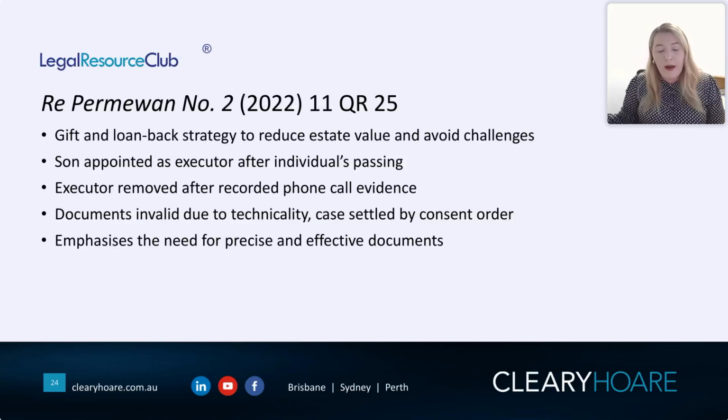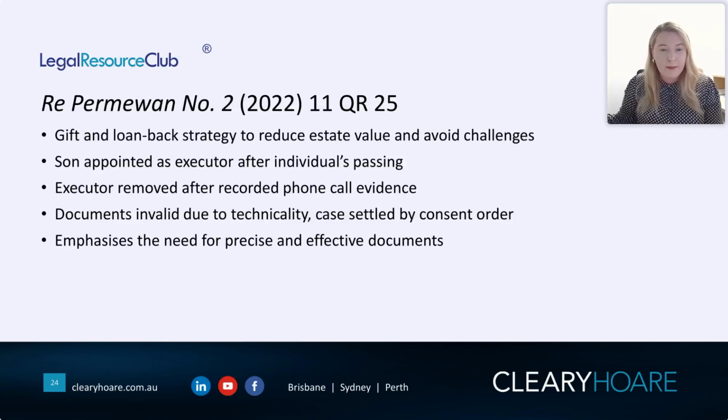So that individual passed away, and their son was appointed as their executor and as controller of the trust. And effectively, it was done to leave everything to the son and to exclude the two daughters. There was an earlier decision, Permuin number 1, which related to a successful application to have the executor of the estate removed. It's quite an interesting judgment with a lot of colourful language extracted from some recorded phone calls between the executor and one of his sisters.